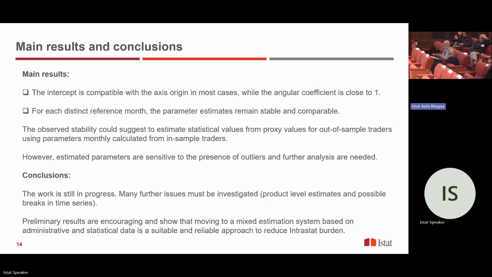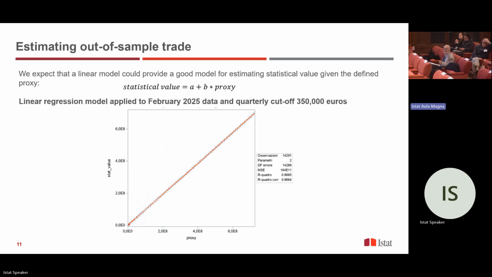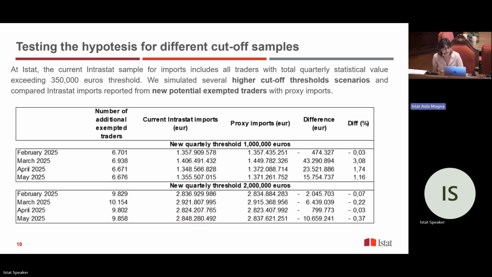Yeah, indeed, in these simulations we are going to adopt the higher threshold, so 2 million euros quarterly, and we will reduce the burden on something less than 10,000 economic operators over the present 14,000. So it's a huge reduction. Yeah. Okay, thank you. Because of time, we have to move on, but if you have questions afterwards, just go to Maria.